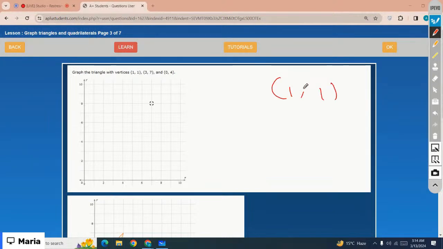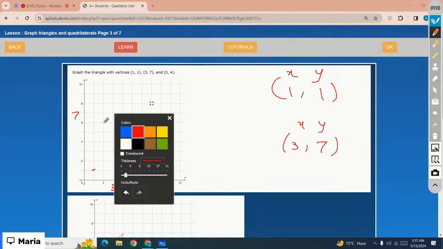1 and 1. This is the x coordinate and this is the y coordinate, right? So here is x 1 and here is y 1. So just plot a point over here, (1, 1), right? Then the second one is (3, 7). Again, the first value is for x, the second value for y. Here is x 3 and y 7. So just make a point at the intersection of 3 and 7. Here it is, right?